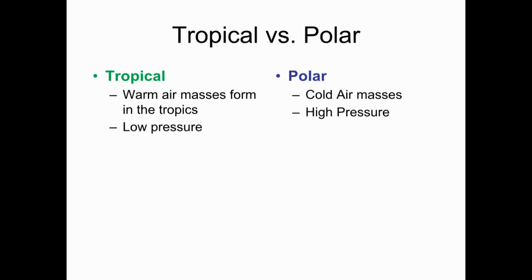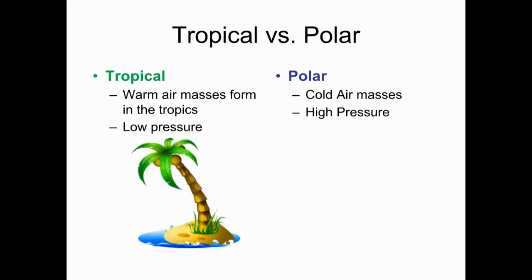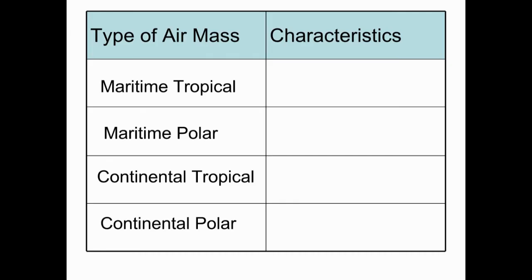We also have 2 air masses that decide on the temperature. Tropical air masses are warm air masses from the tropics that bring low pressure. Polar air masses are cold air masses that bring high pressure. If you look at this chart, you can see each of the air masses can be combined by either temperature or their humidity. So if you have maritime tropical, what type of weather would you expect? It's going to bring warm and humid weather.